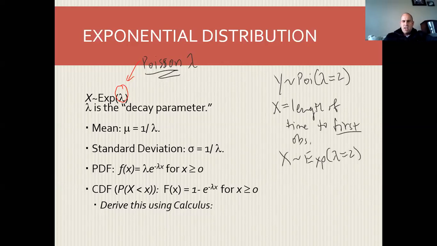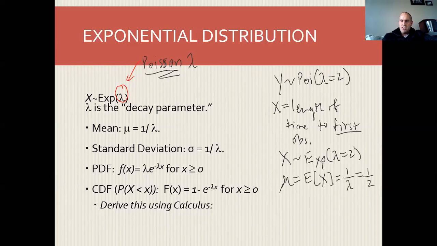Okay, and suppose we were observing this process for an hour. Well, then what is the expected length of time until the first observation? Well, half an hour, 1 over 2. So mu, which is the expected length of time until the first observation, is 1 over lambda, which is equal to 1/2.